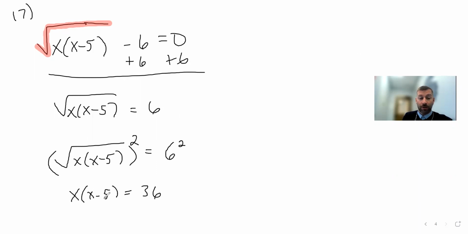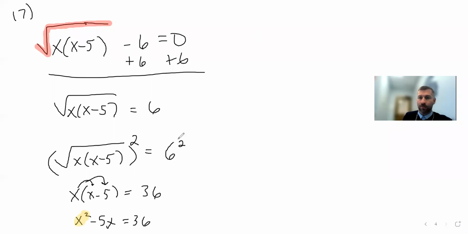We can continue to try to use inverse operations here, but I'm actually going to distribute. And when I distribute, I'm going to see that I've got a quadratic equation. A quadratic because our exponent is 2. And so now what do I do?